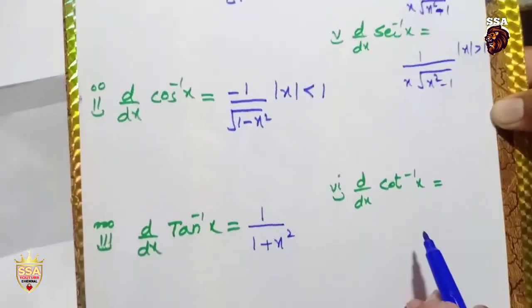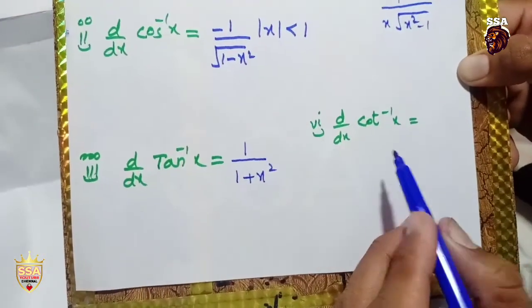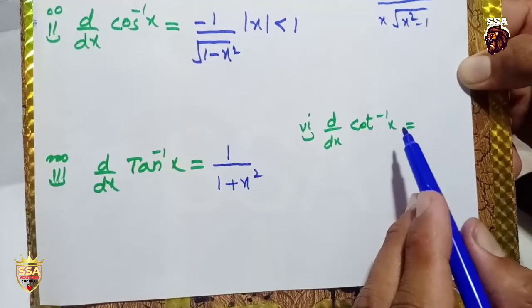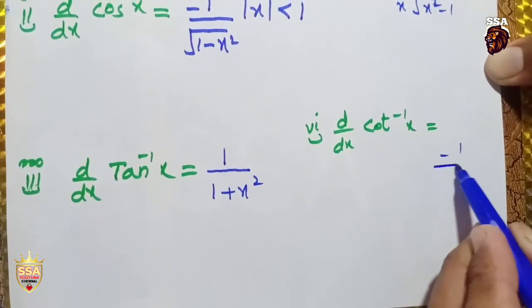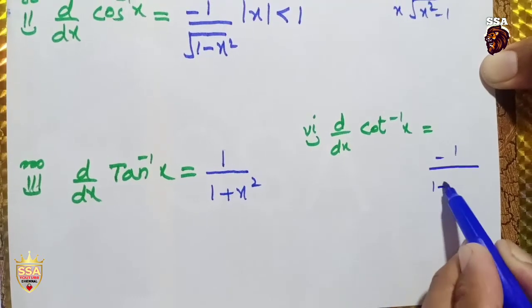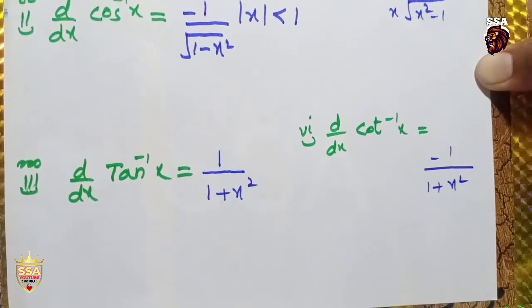And the last one, that is sixth, derivative of cot inverse x is equal to minus 1 over 1 plus x square.